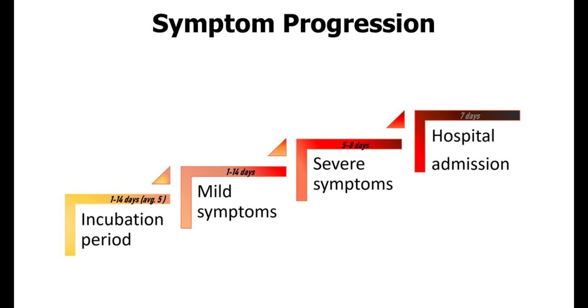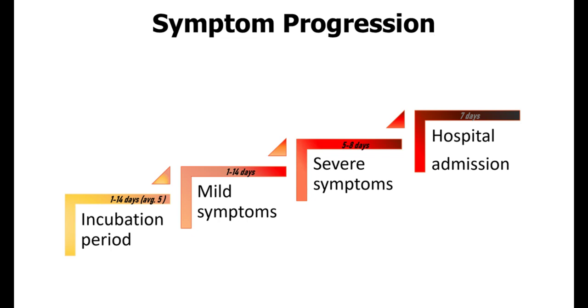Now, the symptom progression. Those who originally start with mild symptoms can progress over the course of a week. Normally, we're saying the incubation period is 1 to 14 days, but it's usually about 5 or 6. Somewhere in that 5 or 6 days, you'll start to develop the mild symptoms if you're in that 81% category. But some people in that 15% category, after about 5 to 8 days, can develop severe symptoms.